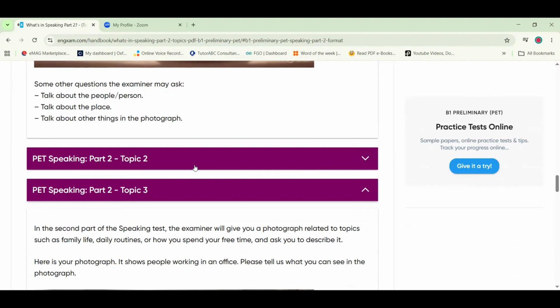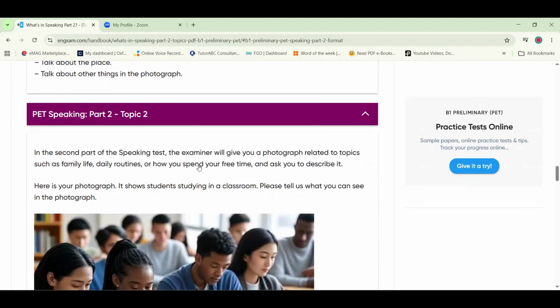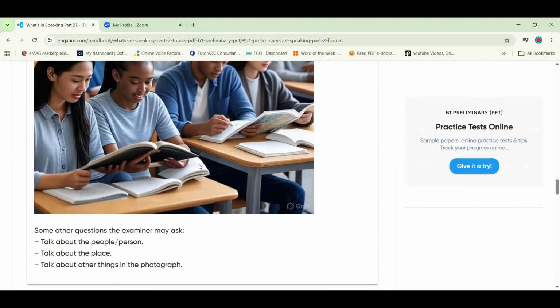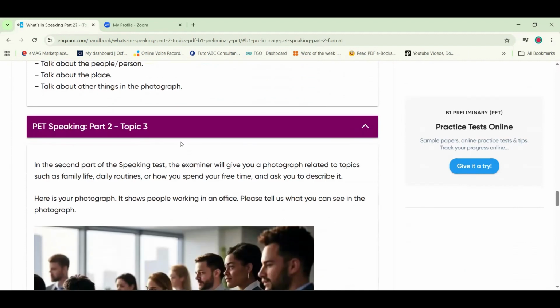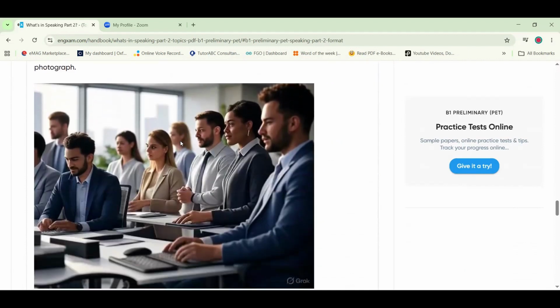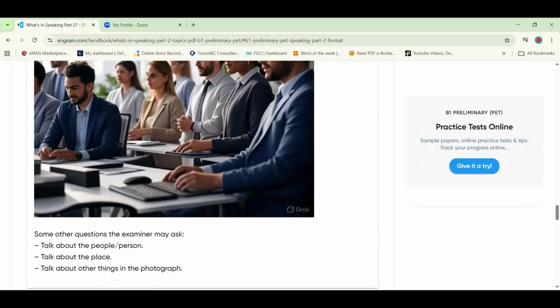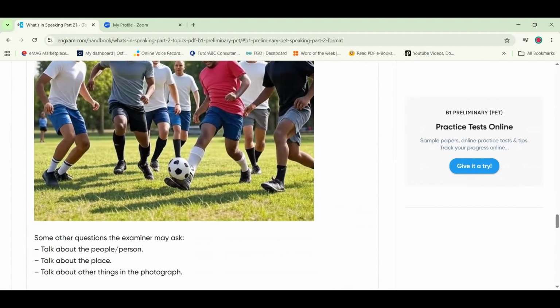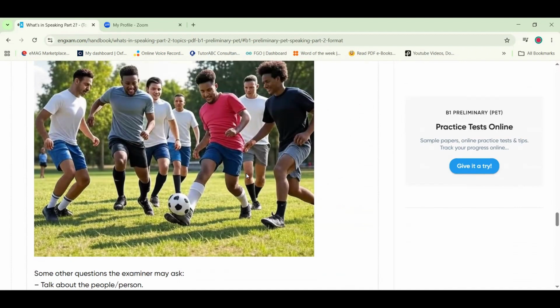Another example shows students in a classroom. Here, students are sitting at desks, studying and writing in notebooks. This topic is useful for practicing school vocabulary. The website also includes a photograph of people working in an office. The sample answer describes computers, desks, and people concentrating on their work. Another topic shows friends playing football outside. Here, students can describe movement, sports activities, clothes, and weather.